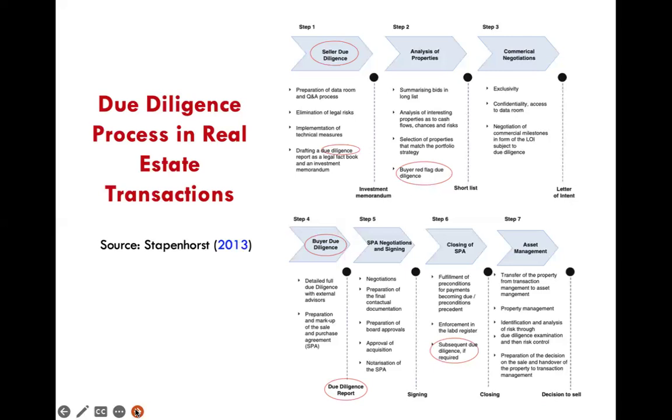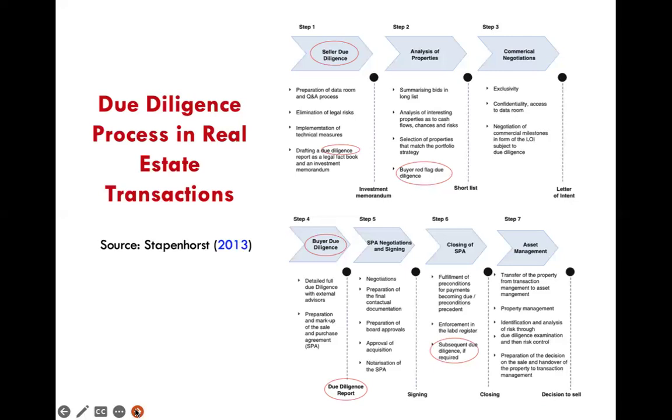Then in stage 2, there is an analysis of the property. So here there is an analysis of the land. And this analysis would involve an analysis of interesting properties as to cash flows, and then the risk associated with those cash flows. It could also include, for example, a selection of properties that match the portfolio strategy, right? And it is usually at this stage that some form of preliminary due diligence is conducted.